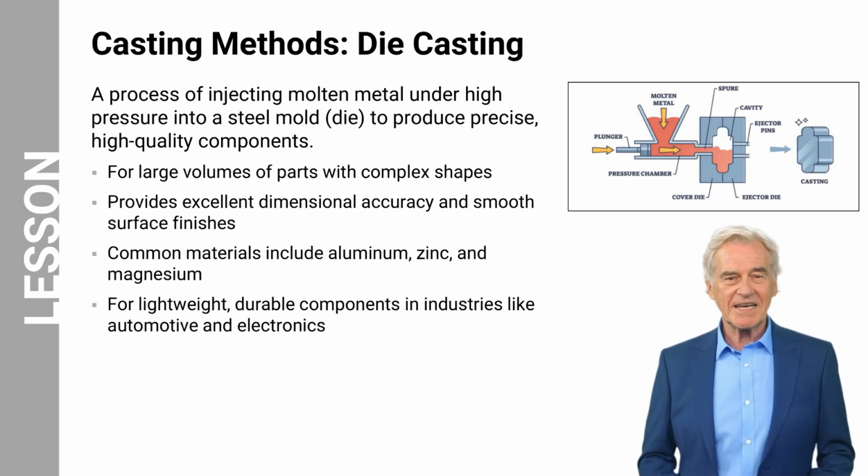post-processing. Die casting typically works with lightweight metals such as aluminum, zinc, and magnesium, enabling the production of durable yet lightweight components. Due to these characteristics, die casting has become a preferred method in industries like automotive manufacturing and electronics, where high-volume production of precise, lightweight parts is essential.